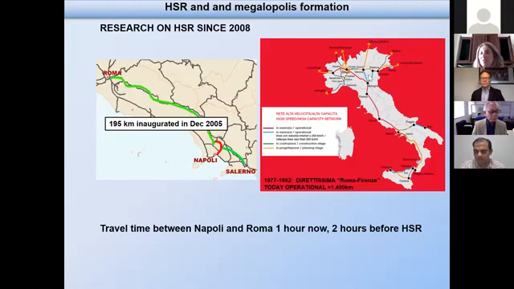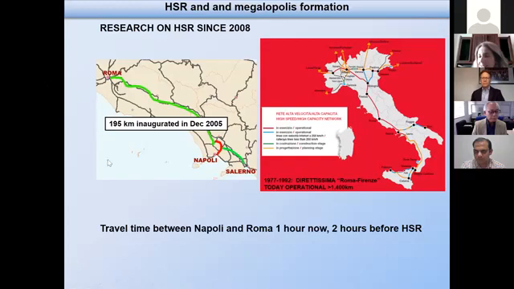So it is not a capillary system. It doesn't serve all the destinations of the country, probably because of the shape of the country, probably because the south is completely abandoned. This network is not capillary. It doesn't serve all the destinations of the country.